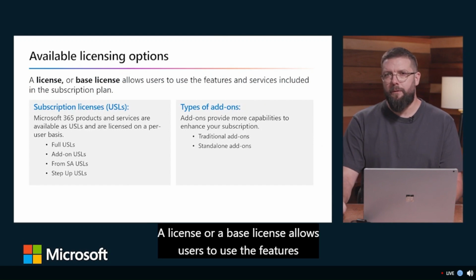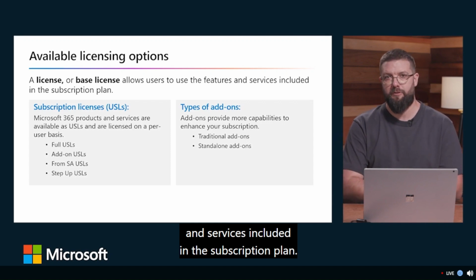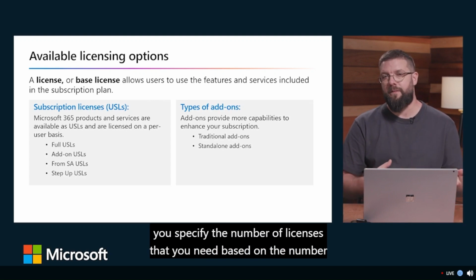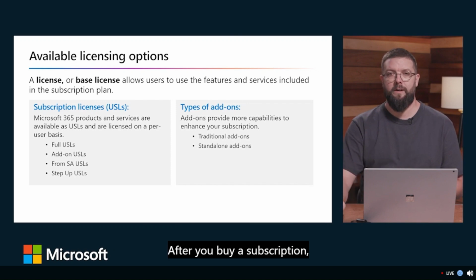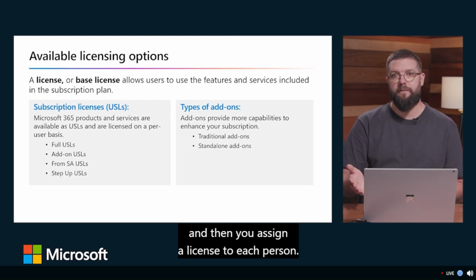A license, or a base license, allows users to use the features and services included in the subscription plan. So when you buy a subscription, you specify the number of licenses that you need based on the number of people you have in your organization. After you buy a subscription, you create the accounts for the people in your organization, and then you assign a license to each person.